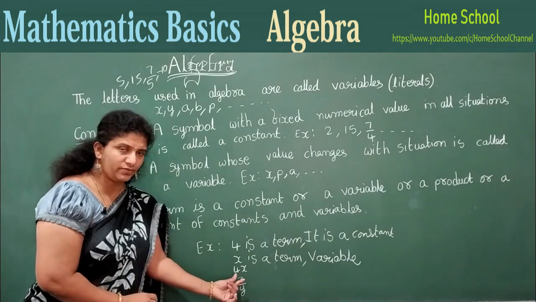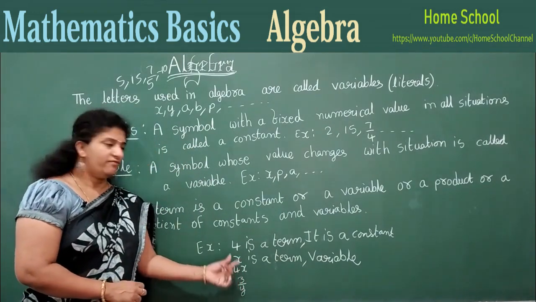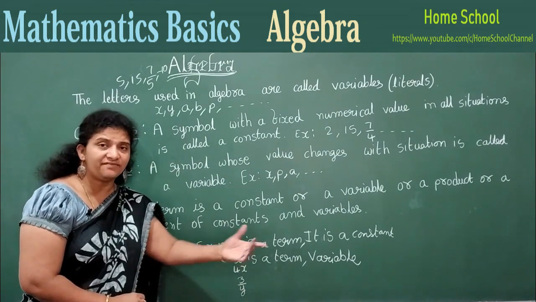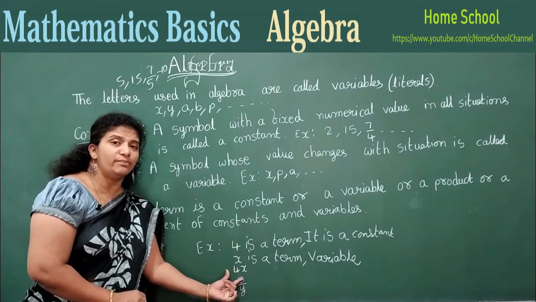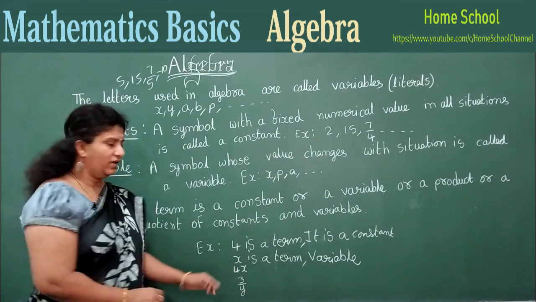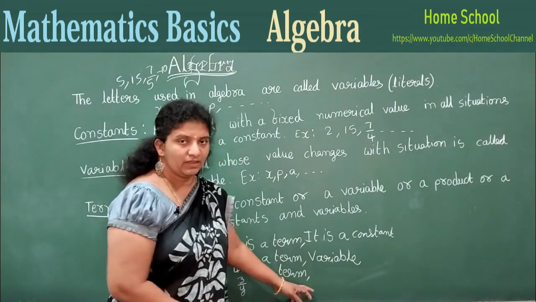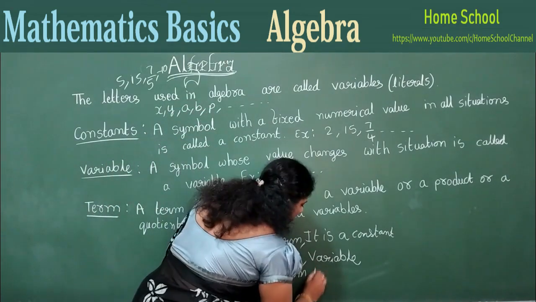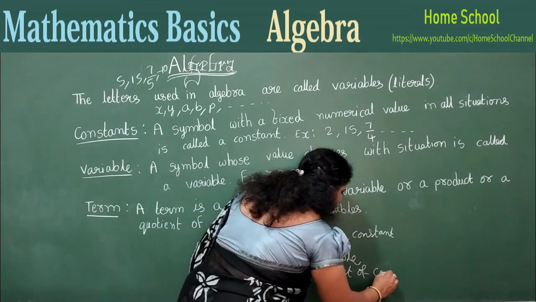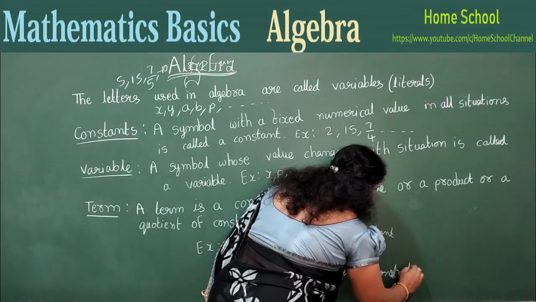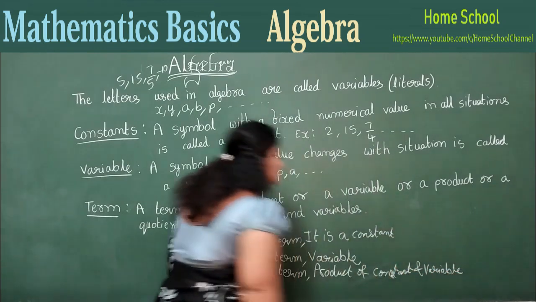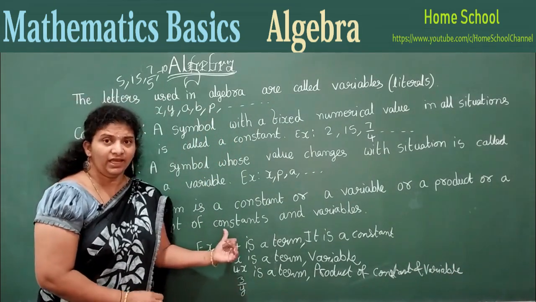And now see the next one. 4x. When I say 4, it is a constant. When I say x, it is a variable. But the combination, the product of a constant and a variable, is a term. 4x is a term. How is it a term? It is a product of a constant and a variable. This is a product of a constant and a variable. We call it a term.